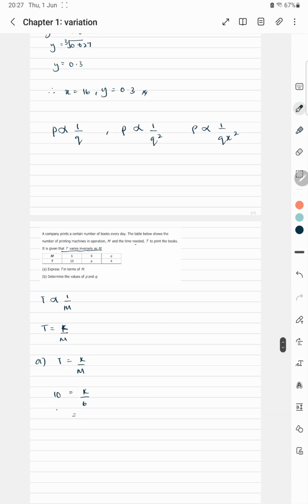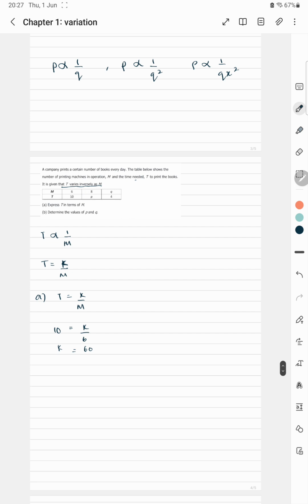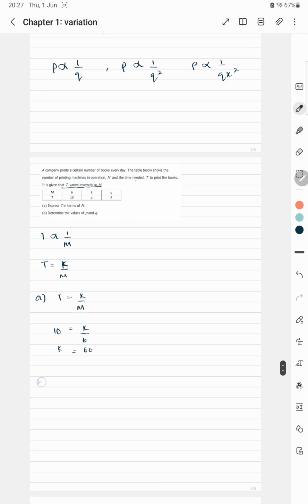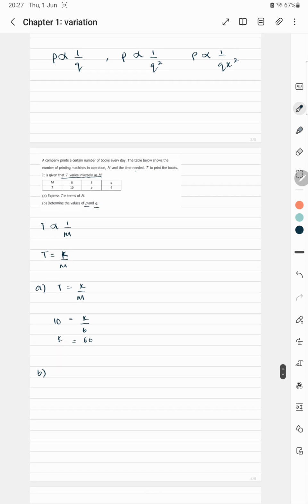Then k is equivalent to 60. Then we can find the b question, so find both p and q values. Before that, since we found out the k value, we need to write it in a proper form. So t equals 60 over m. Okay, now we find both p and q values.